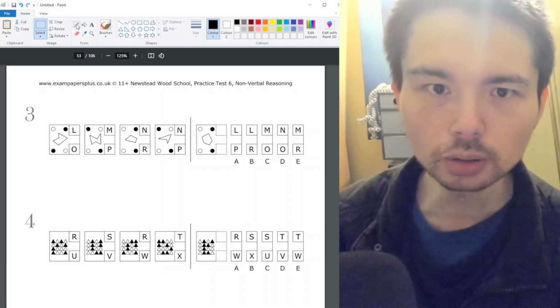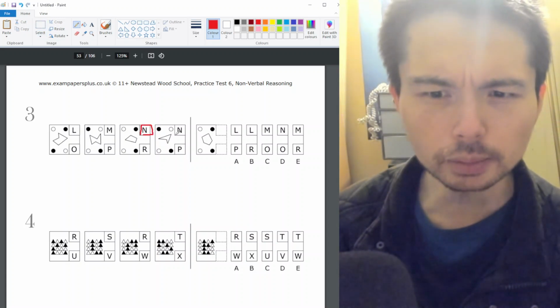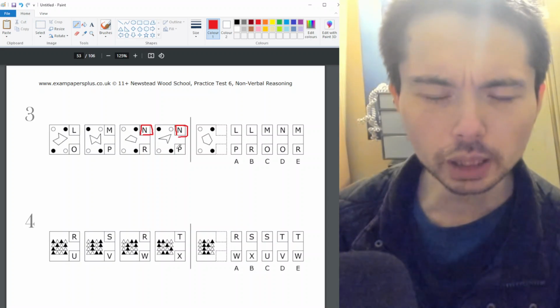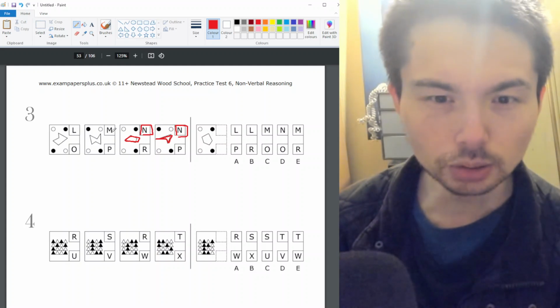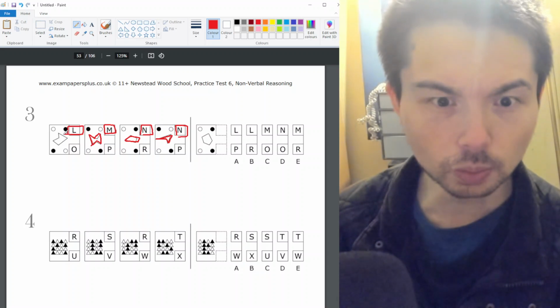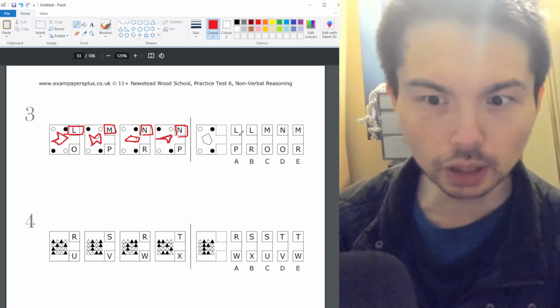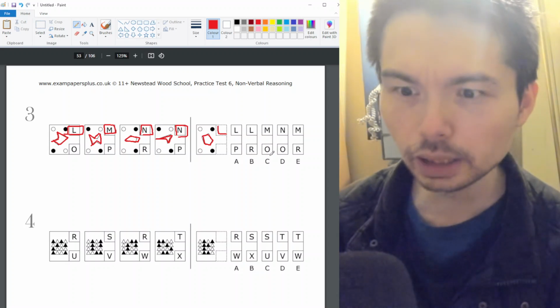Question 3 and 4. Same first step. N, N. What do they mean? Let's count the sides. 1, 2, 3, 4. 1, 2, 3, 4. There we go. So top shape should be the number of sides. 1, 2, 3, 4, 5, 6. L 1, 2, 3, 4, 5. Look at this. 1, 2, 3, 4, 5. L is the top letter.